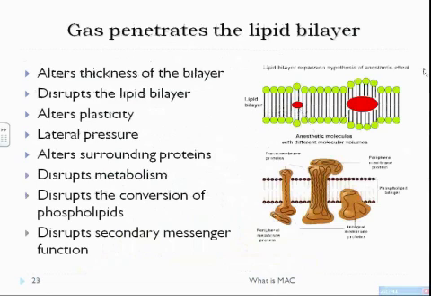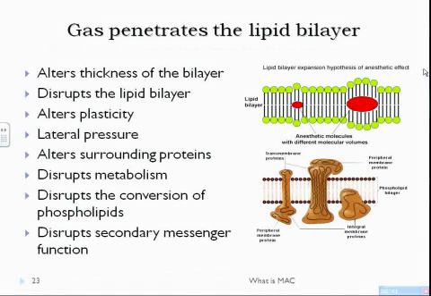So what you're seeing is the gas penetrate. This is the Meyer-Overton theory. The gas penetrates, disrupts the lipid membrane, and then alters the plasticity. I think it causes lateral pressure around surrounding proteins, which then disrupts the pathways of metabolism, or in this case, sometimes it causes problems with the G proteins where they uncouple. So it disrupts the secondary messenger system function as well, which is why the autonomics are suppressed by this.